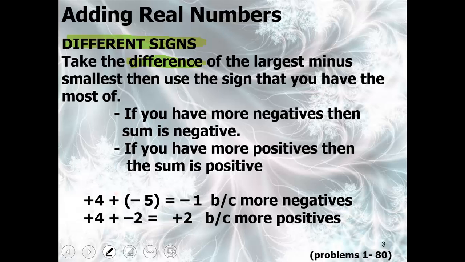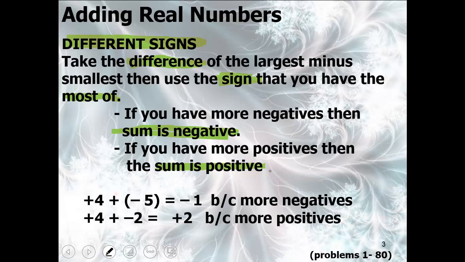Okay? So take the largest number minus the smallest number, then use the sign of the one that you have the most of. If you have more negatives, then your sum is going to be negative. If you have more positives, then your sum is going to be positive. Let's see what it looks like in an example.